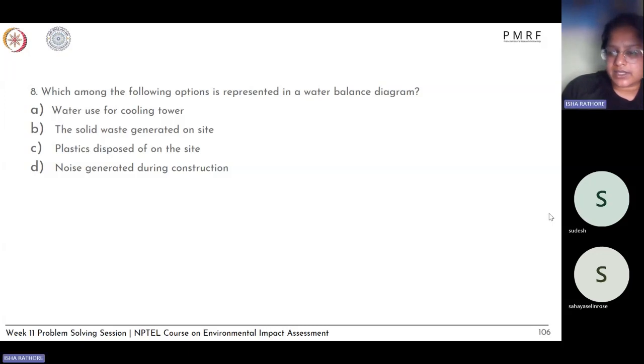Okay, we have an answer A. So A is the correct answer. Because none of the other options have any sort of water balance requirement. So a water balance diagram can be used to represent the water used for cooling tower. So A is the correct answer. Moving on to the next question.